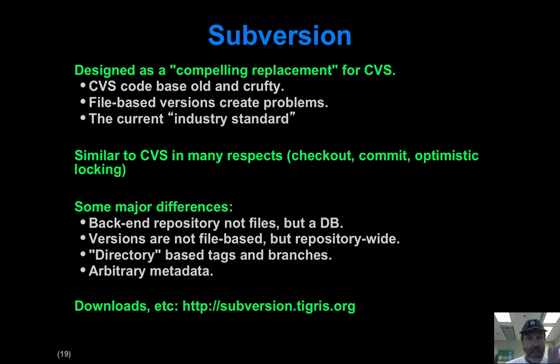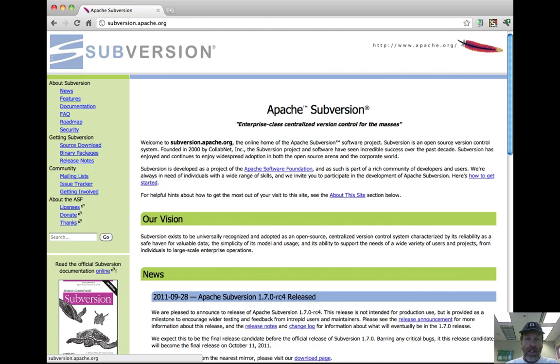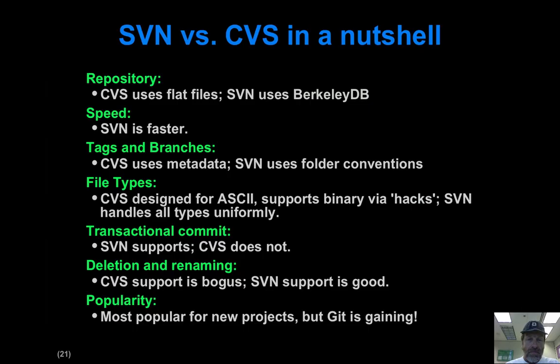And that can have some conceptual changes associated with it. You can attach a bunch of different kinds of metadata that allows you to do more sophisticated things. You can have tags and branches, cheap copying, and so forth. So there's the URL for it. Here's what the homepage looks like. It's now an Apache project as of about a year ago or so.